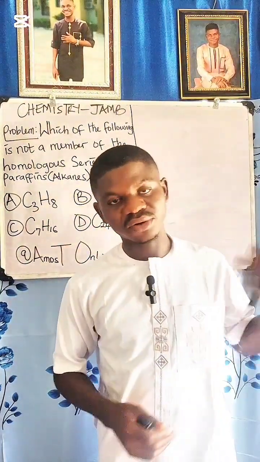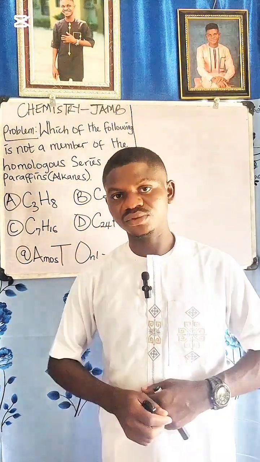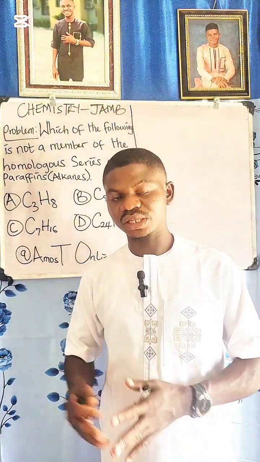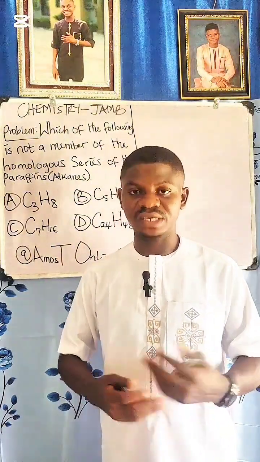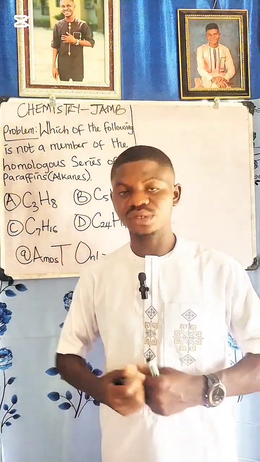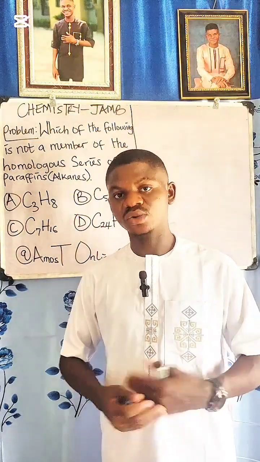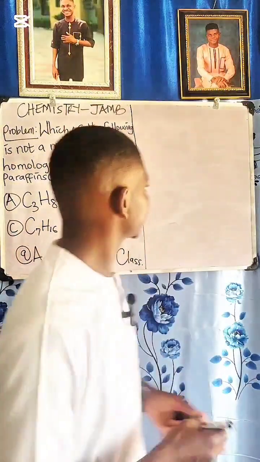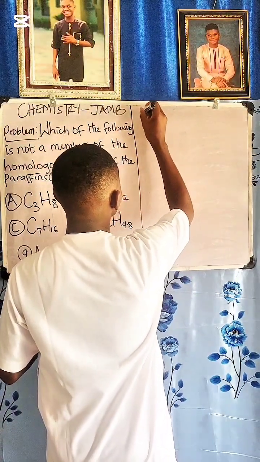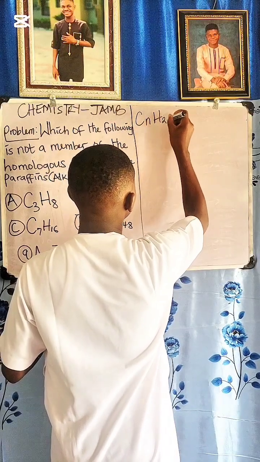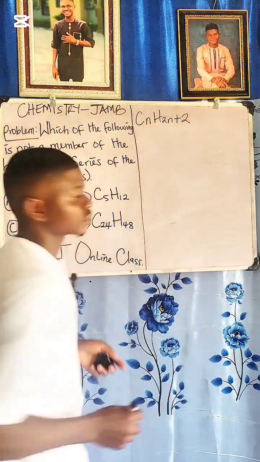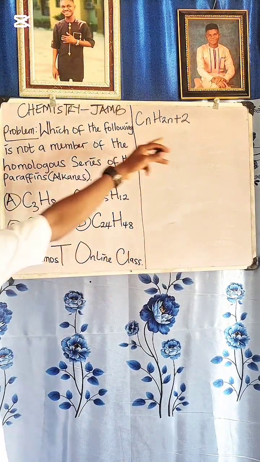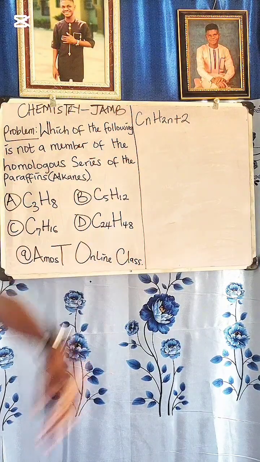Now to find the correct answer to this kind of question, the first thing to do is to know the formula of the alkane family. Now, what is the formula of the alkane family? Very simple. This is the formula for the alkane family: CnH2n plus 2, where n is the number of carbon atoms.